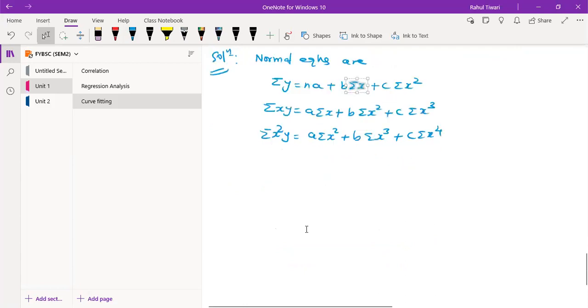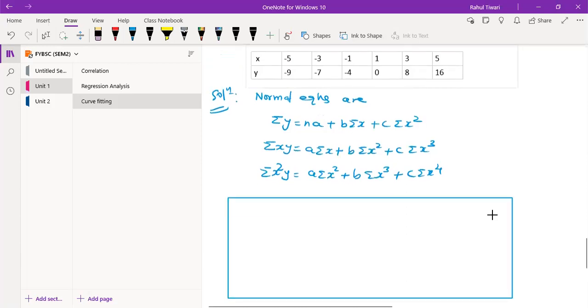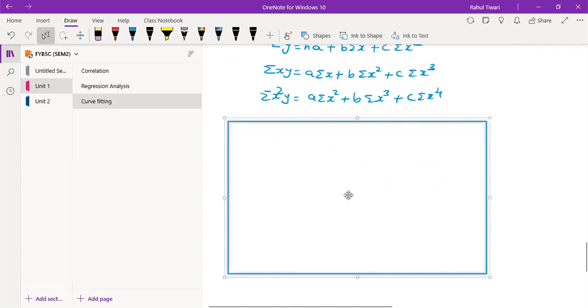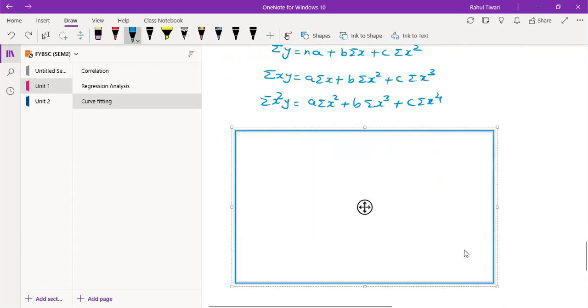So you need to create a column where we have all the required terms. So let me create those entries. These are the entries which are required for you, and I am writing that column. This is your x, and this is your y.